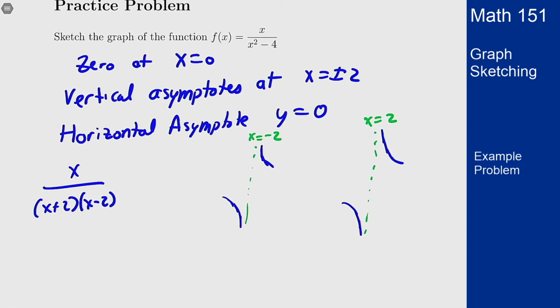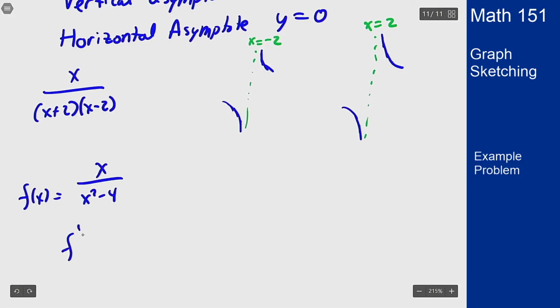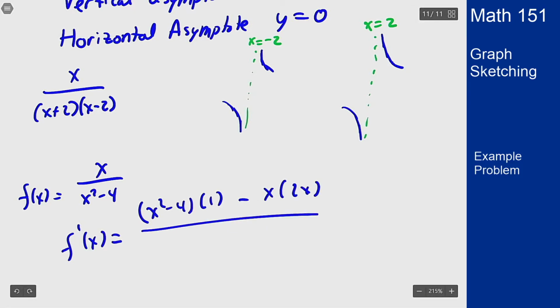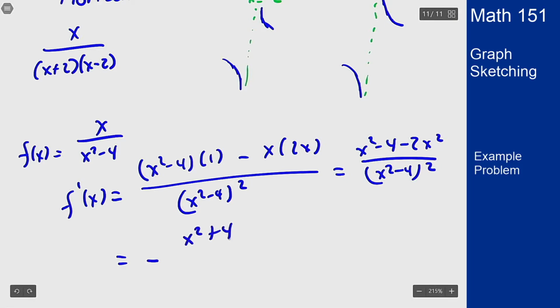Okay, now to find increasing, decreasing, look at the derivative. What's the derivative here? Well, if f is x over x squared minus 4, then the derivative here is going to be x squared minus 4 times 1 minus x times 2x all over the bottom squared. Now the quotient rule, which just becomes x squared minus 4 minus 2x squared, over x squared minus 4 all squared, or negative x squared plus 4 over x squared minus 4 squared.